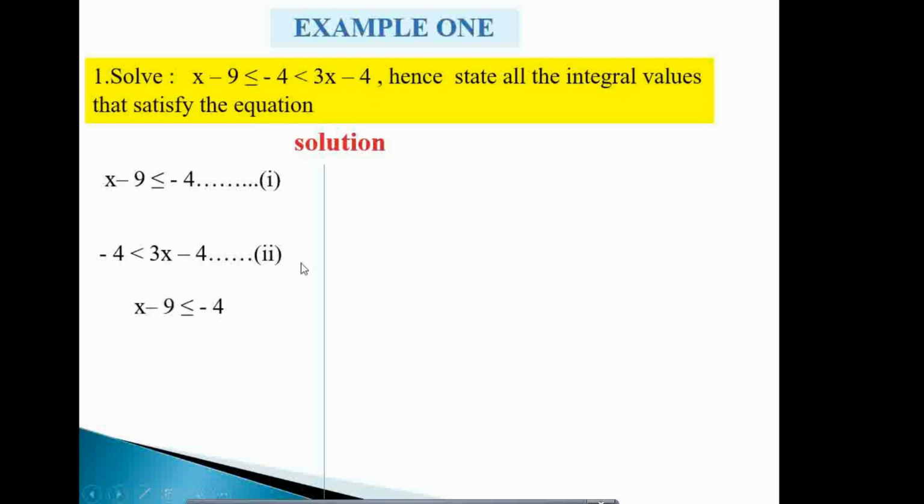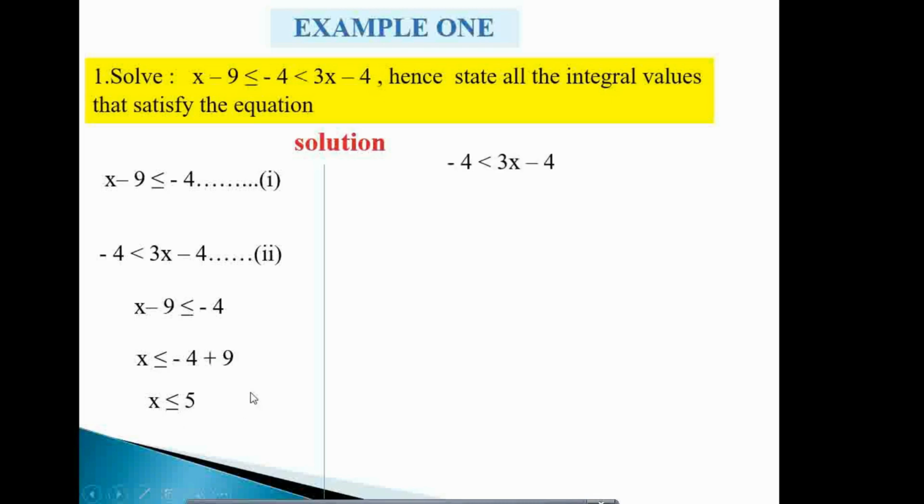Now, when I begin with the first equation, that is x minus 9 less than or equal to negative 4, I can start by solving it. I'll take negative 9 to the other side, so as to have negative 4 plus 9, as you can see. Then if you add negative 4 to 9, you'll get 5. On the other side we have x, so it means that the solution for that first equation will be x less than or equal to 5.